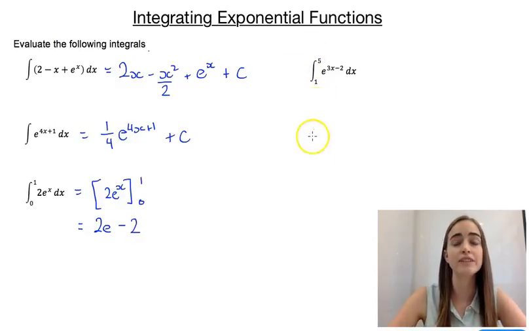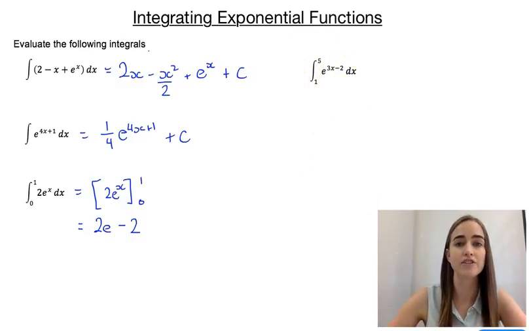All right, our fourth example is the integral from 1 to 5 of e to the 3x minus 2 with respect to x. So again, it's a definite integral. Now this one, we're going to have e to the 3x minus 2, and we're going to have to divide by 3, so dividing by the derivative of that power, and then evaluating that from 1 to 5.